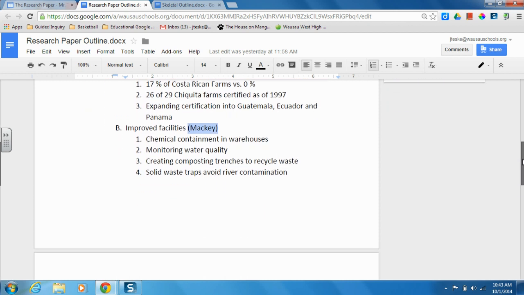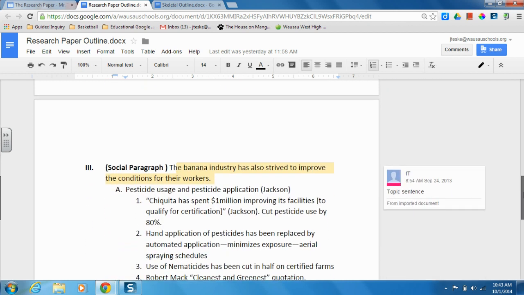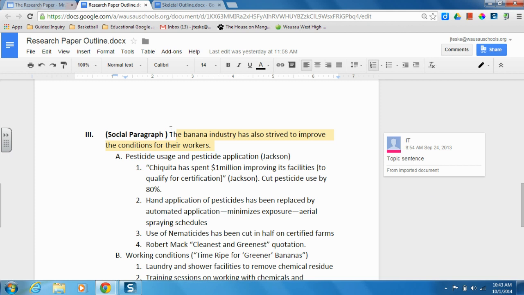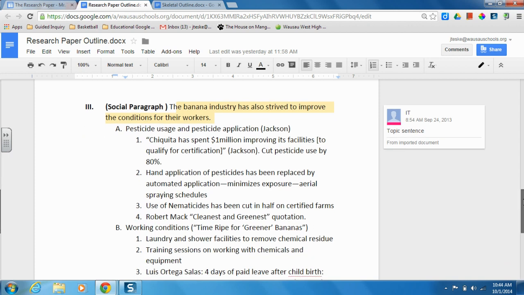If you were to scroll down further, you'll see that my next paragraph is looking at the social lens. And the reason I change it from environmental to social is because the banana industry has strived to improve conditions for their workers, again, that being my topic sentence. And then my major ideas, my primary ideas, letter A, pesticide use, letter B, working conditions. And you can see Jackson is a name that we're familiar with.